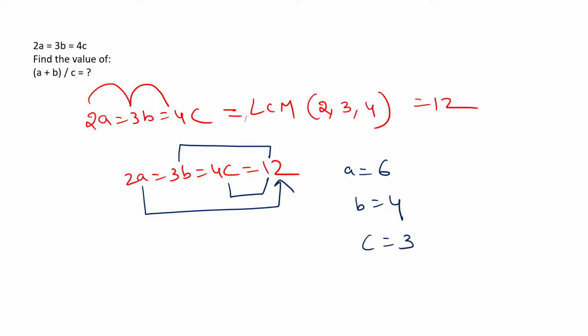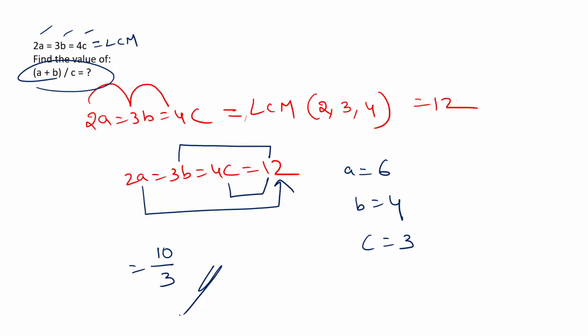So if you take the LCM, you are always going to get integer, round figure values. But if you take any other random numbers, you are going to get decimals. That's why whenever you have this multiplication format, always equate them to their LCM. Then find the individual values like the a value, b value and c value. We need to find a plus b by c. So it will be 6 plus 4, 10, by the c value which is 3. So the answer is going to be 10 by 3.